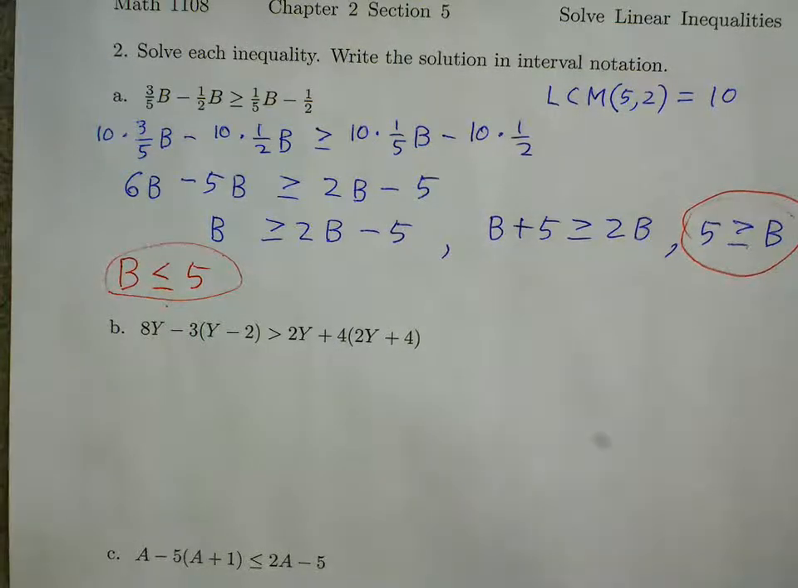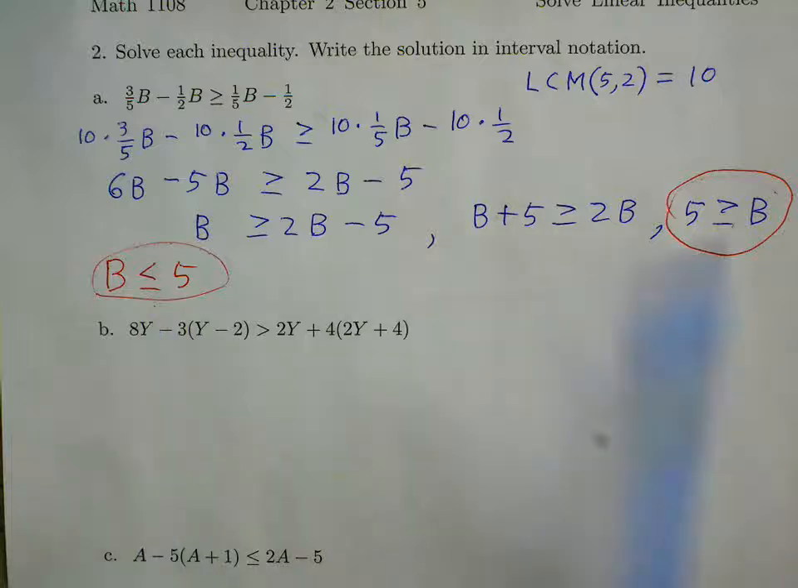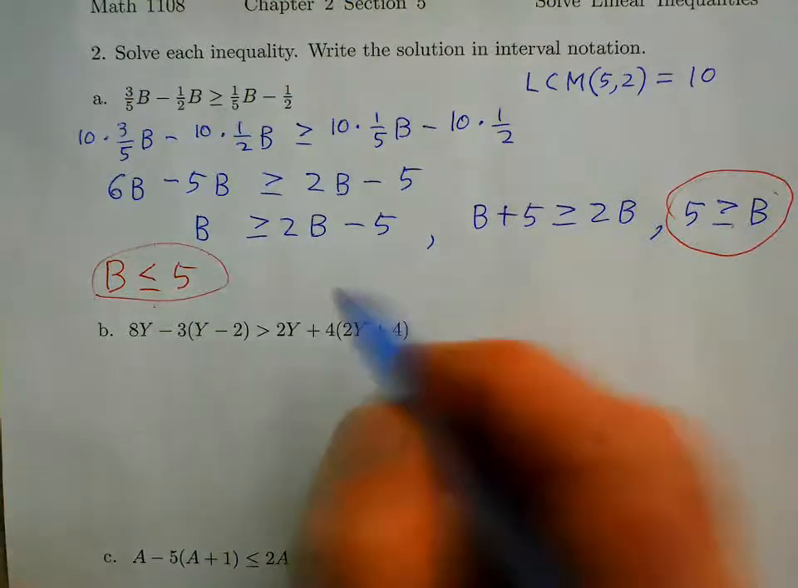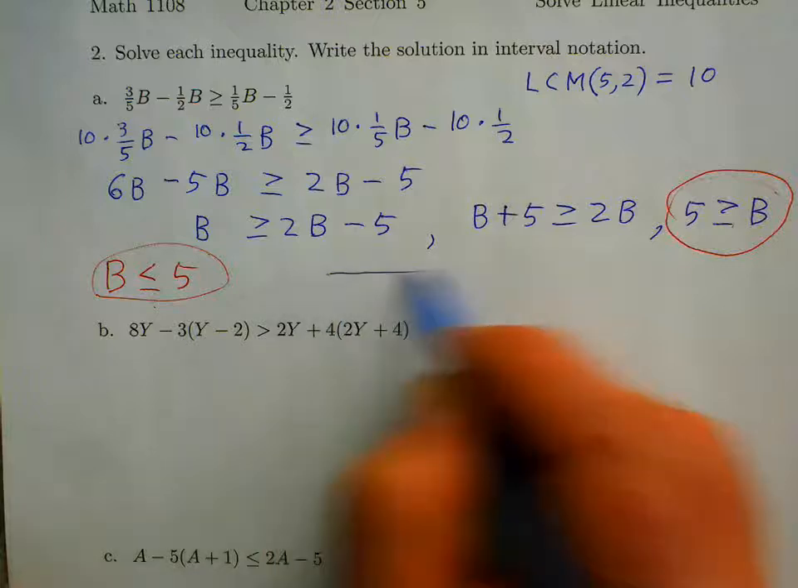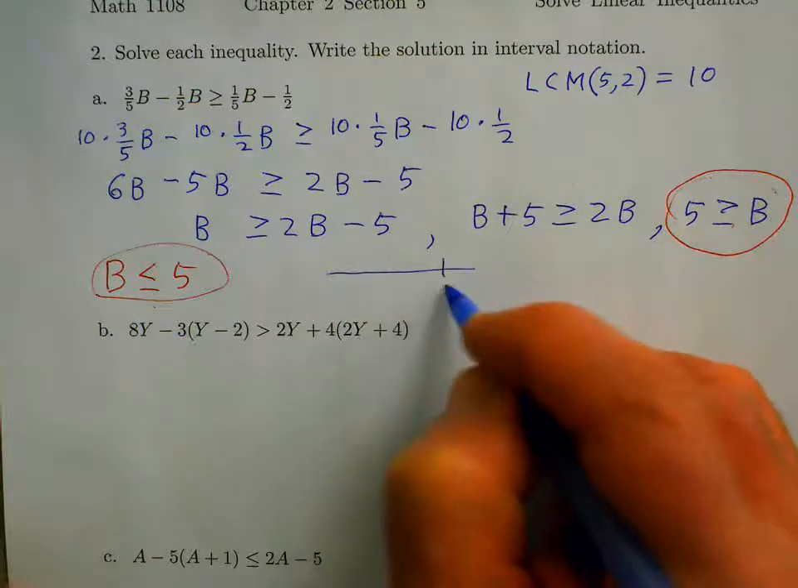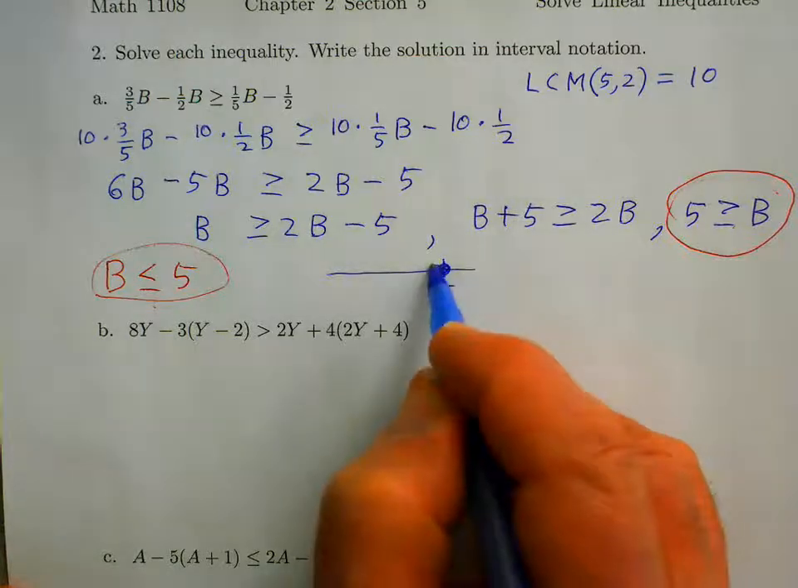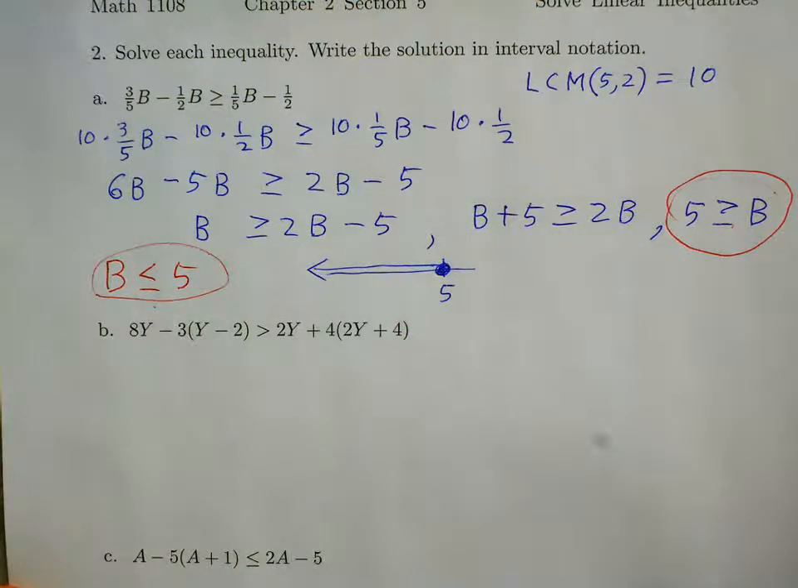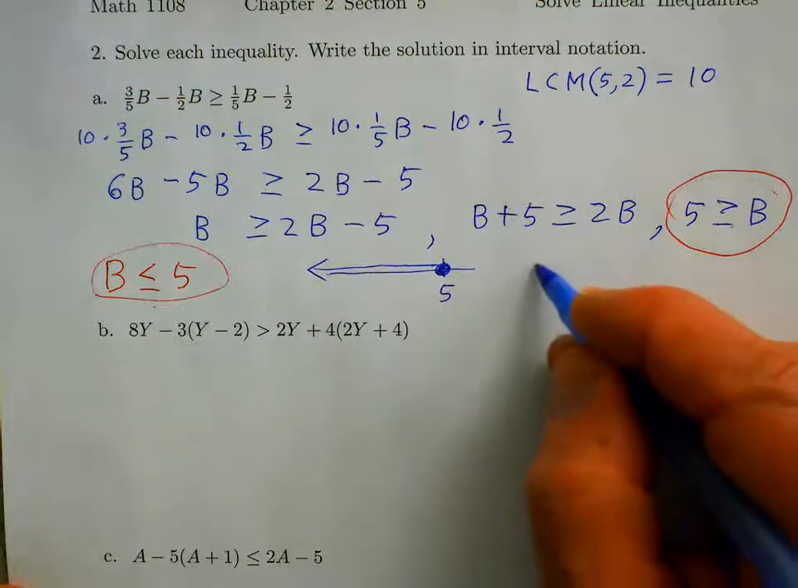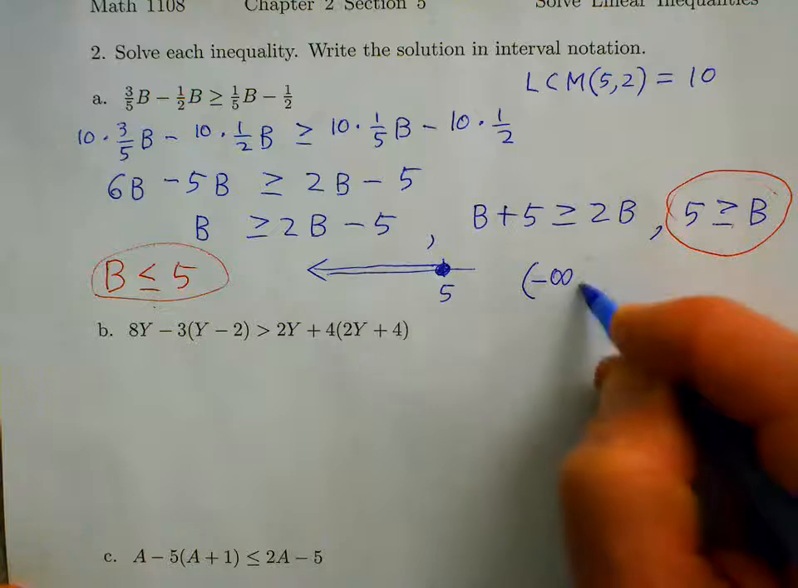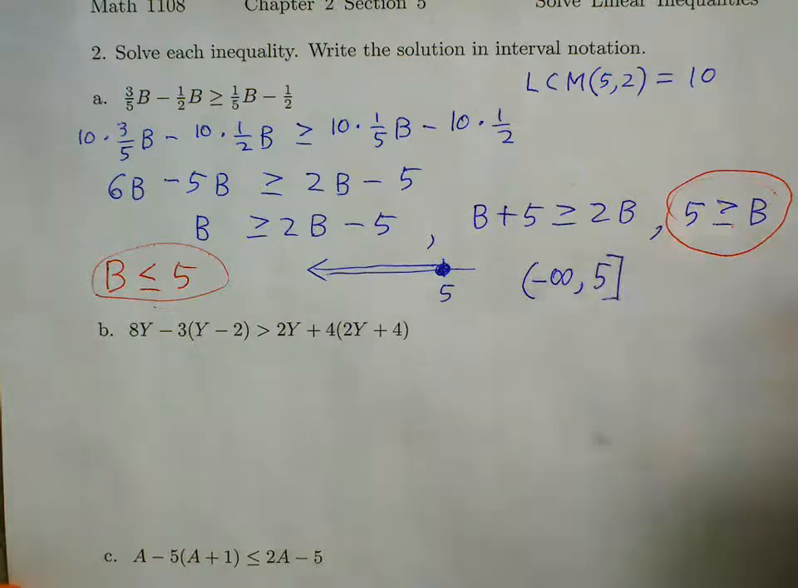Sometimes it's easier to put it in a form that you're used to, like reading from left to right: b is less than or equal to 5. So we can remember how to graph that. We plot 5, color in the dot at 5 and shade to the left. So if b is less than or equal to 5, the interval notation is negative infinity, comma, 5 with a bracket.